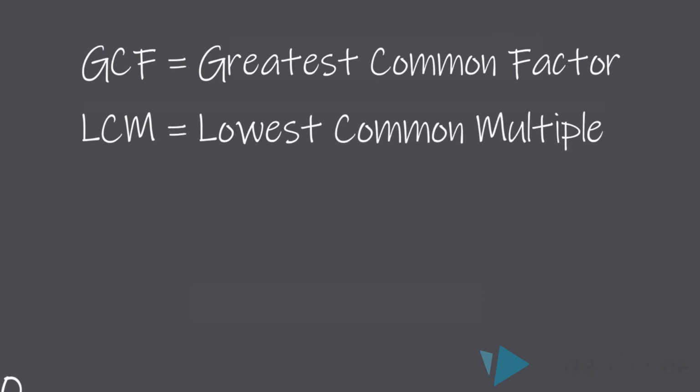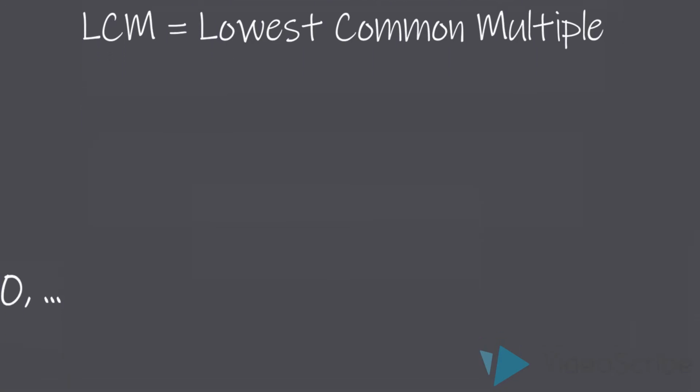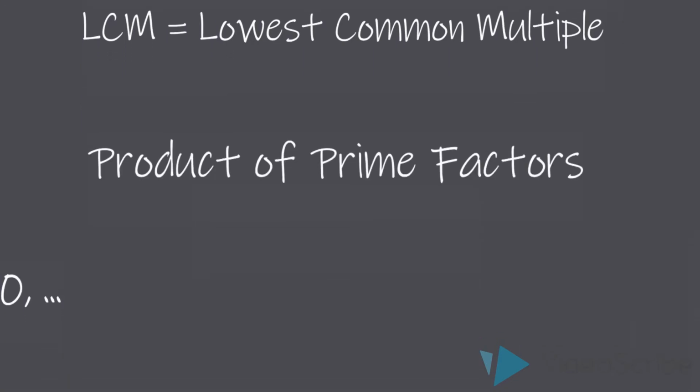We can also break composite numbers down into a product of prime numbers. For example, 20 can be written as 2 times 2 times 5. We can represent any number as a product of prime factors. Product of prime factors can also be helpful in finding the GCF and LCM of a group of numbers.